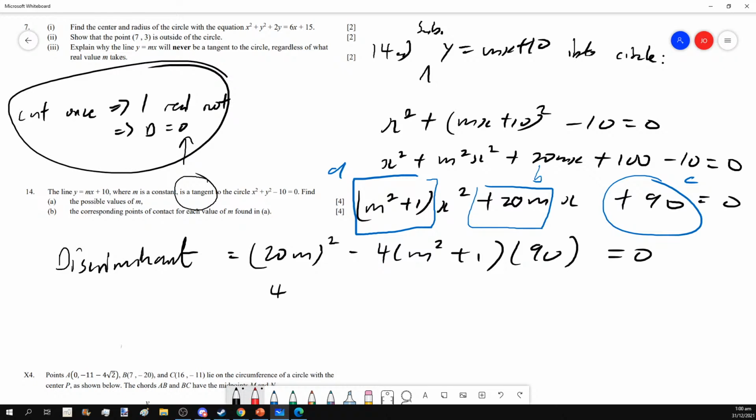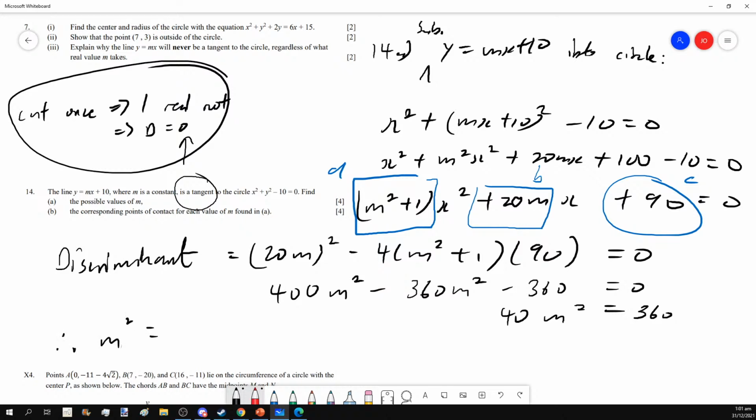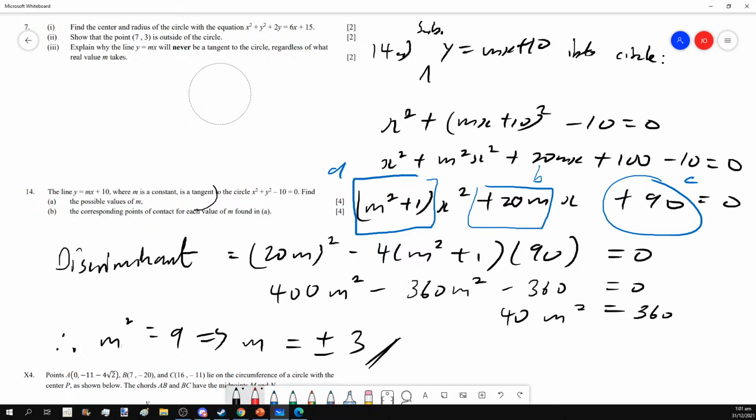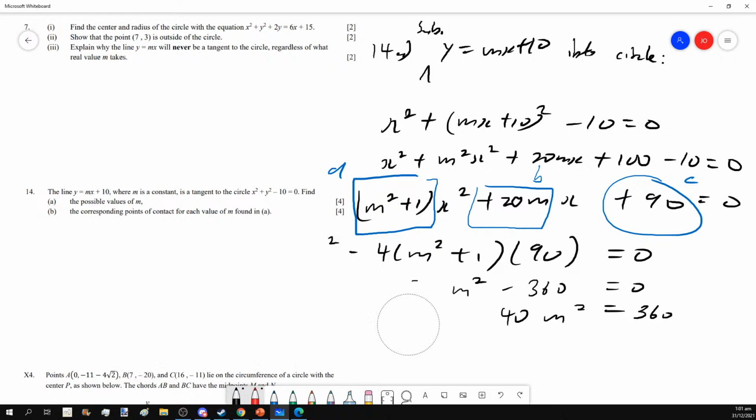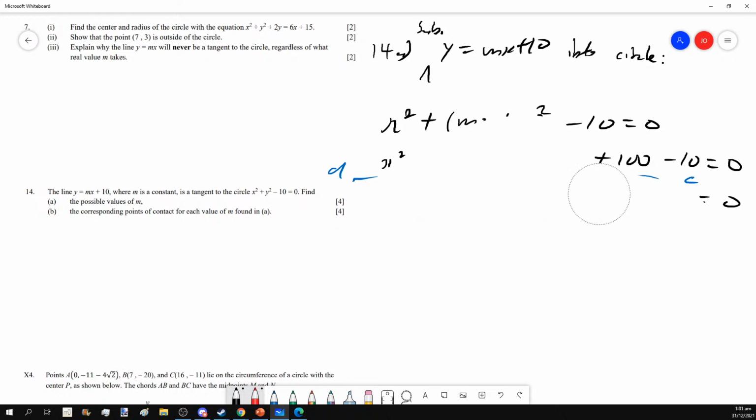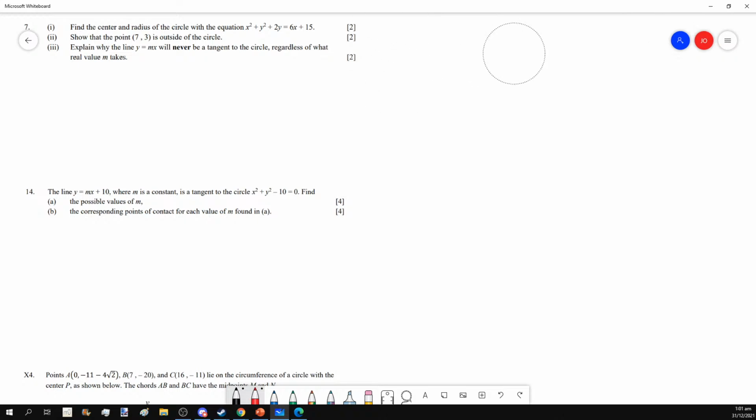From here, we will simply open up the brackets. This should give us 400m squared minus 360m squared minus 360 to be equal to 0, i.e. we can rearrange to get 40m squared equals to 360. Therefore, m squared will be equal to 9, implying m is equal to plus minus 3, and we are done. Once we have that, the second problem asks, can you find the point of contact for each value of m found in A? So right now we have m equals to plus minus 3.